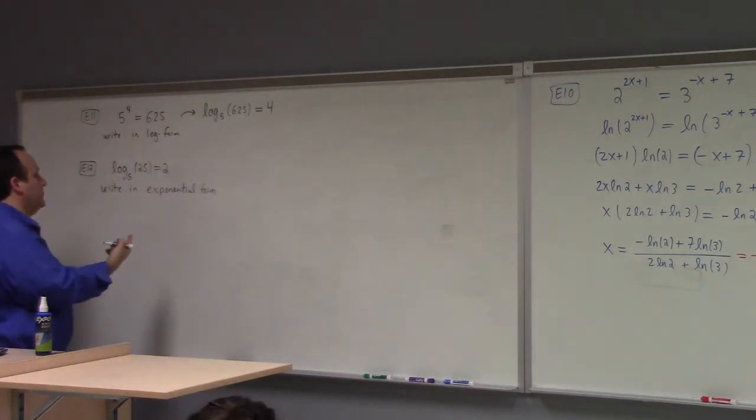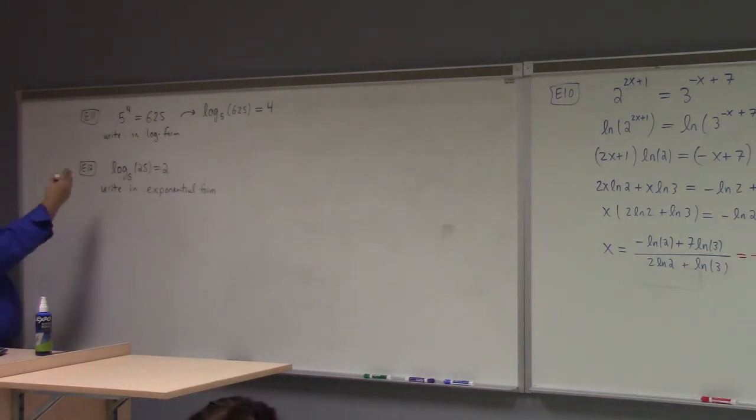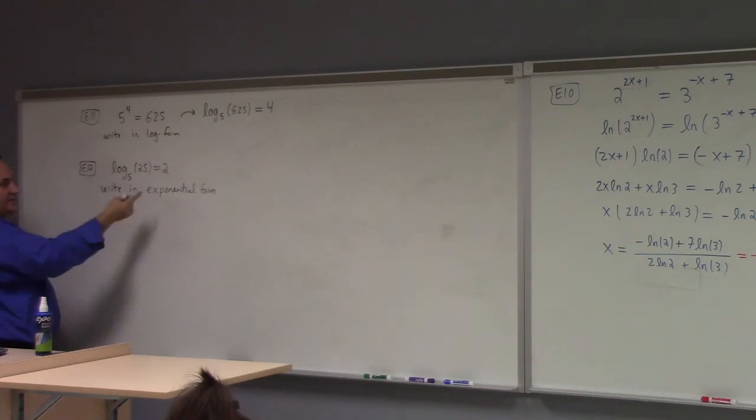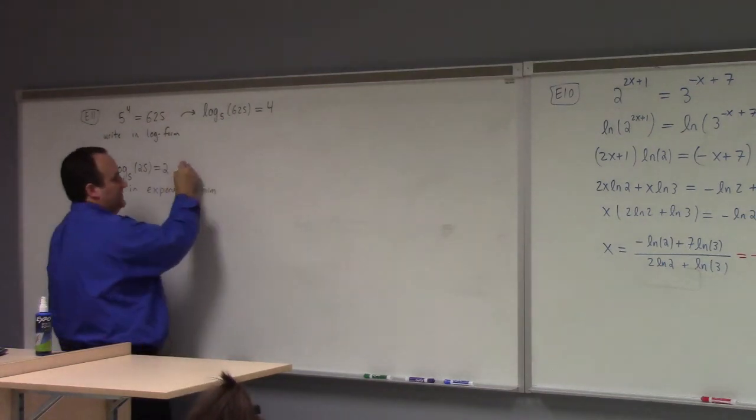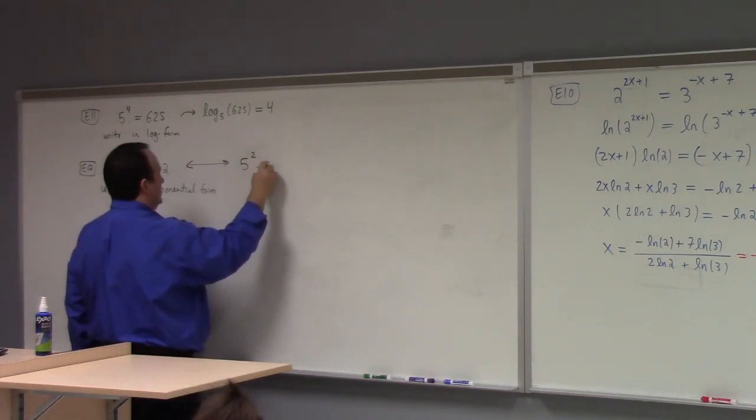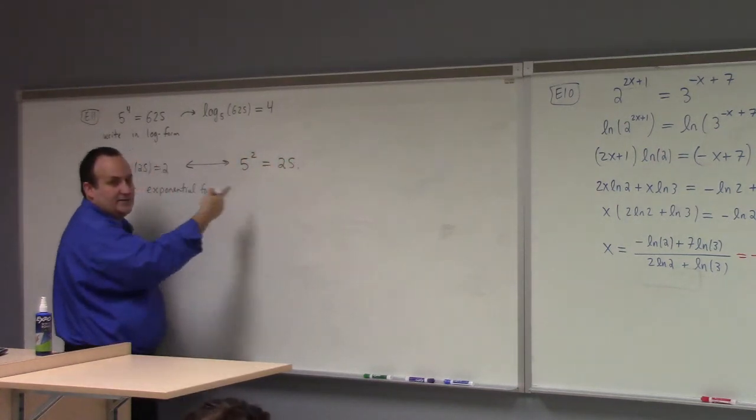This other problem is the other way. Here I'm given a logarithmic equation, and I'm told to write it in exponential form. This corresponds to saying what? This corresponds to exponentially 5 to the 2 equals 25. Okay, that's the corresponding exponential equation.